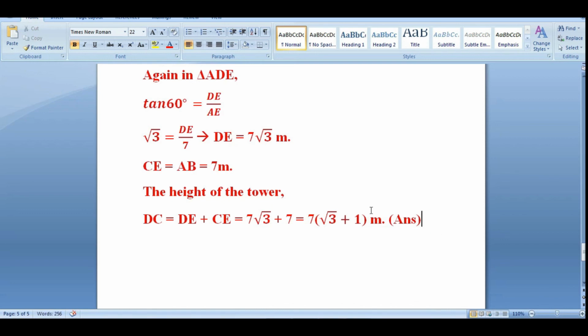So again I am leaving this to you. You can put the value of root 3 as 1.732 and you can further evaluate it.